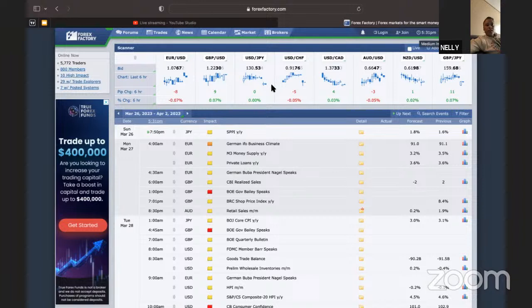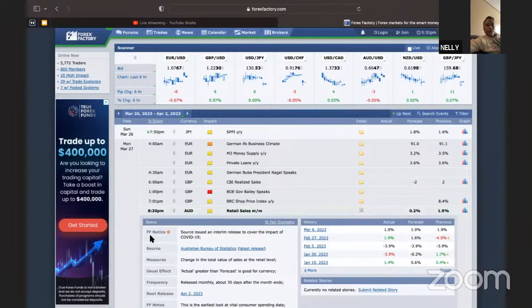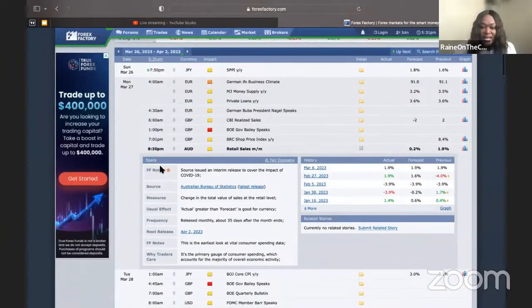Yeah, on the details at 8:30 tomorrow, what is the little star inside the envelope? I have no idea. I don't know why it's a star. It's on 8:30, yeah, I clicked on it. So anything that you want, you just select it. It says FF notice, source issued an interim release to cover the impact of COVID-19.